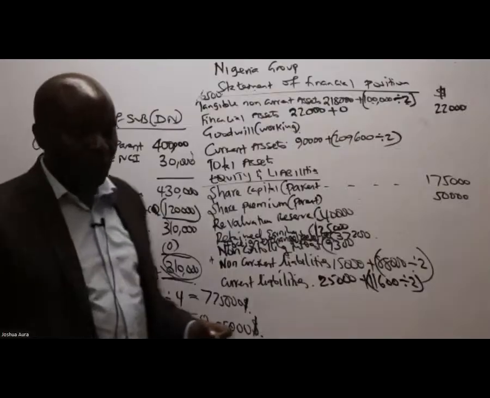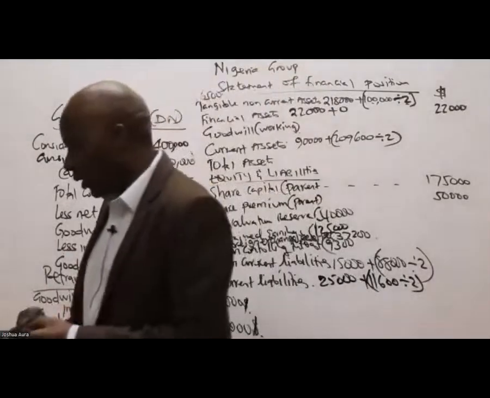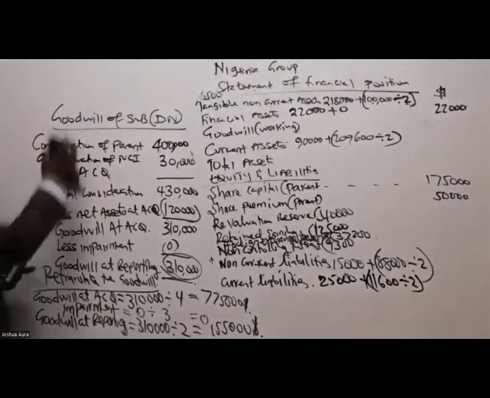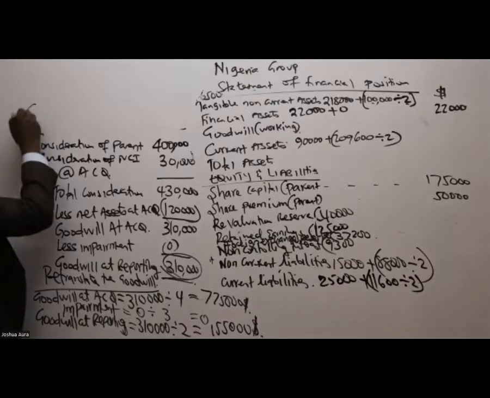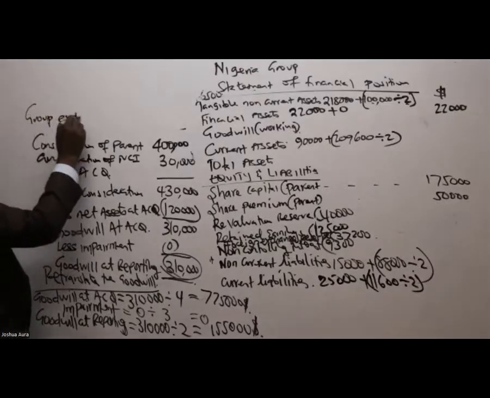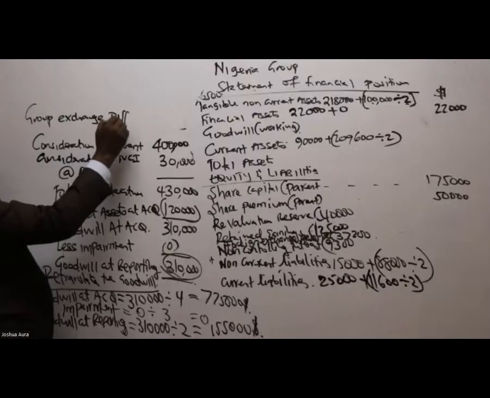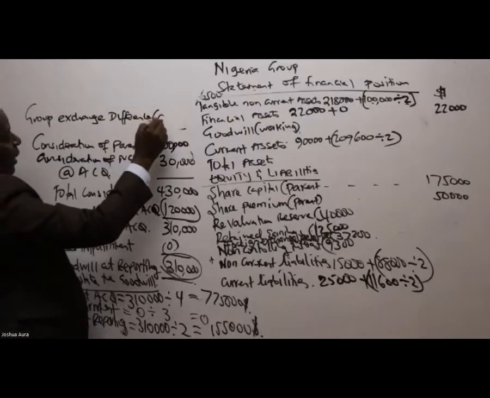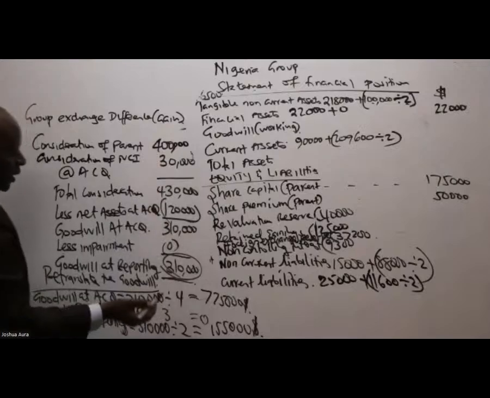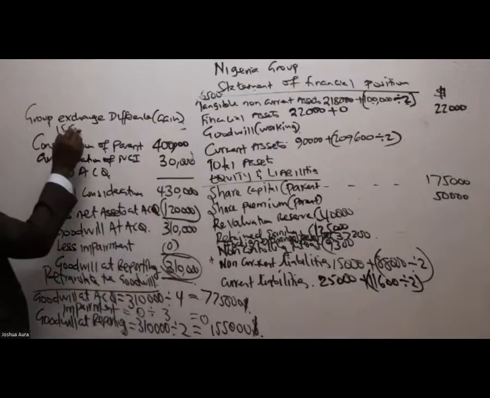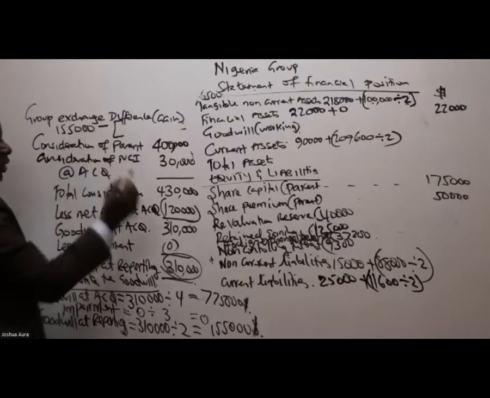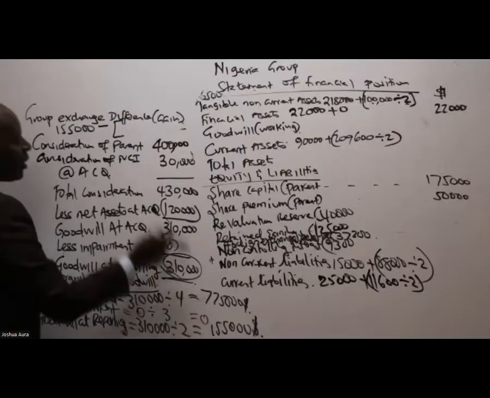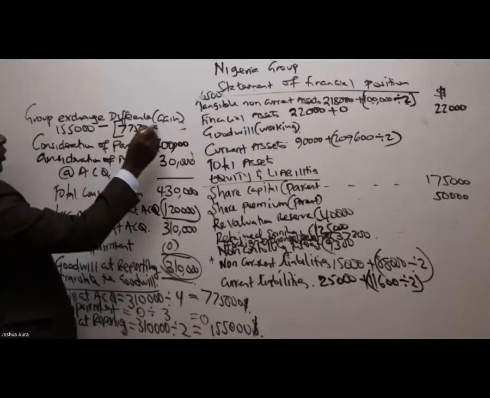The group exchange difference for goodwill. So I will take in this case the closing amount, which is 155,000, minus these two added together, minus 77,500 plus 0. Just for your revision, just include there 0.